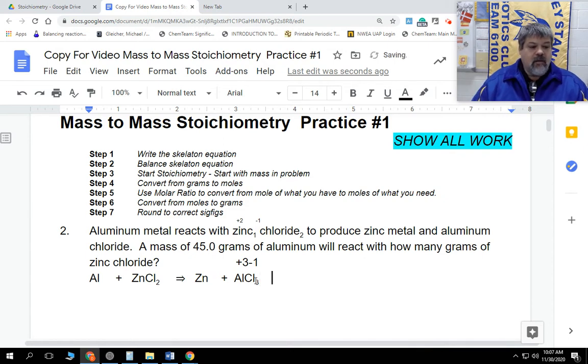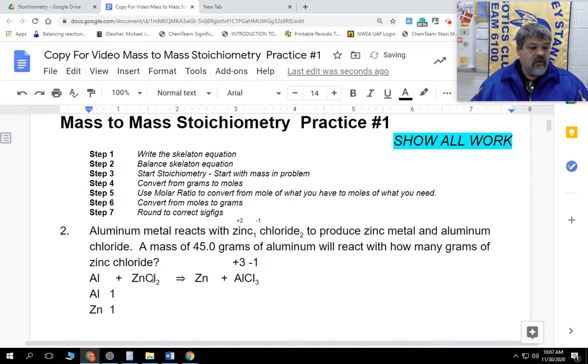So now there's our unbalanced chemical equation, our skeleton equation. I'm just going to leave that right there, just to help out. Okay, so let's go ahead and balance it. How are we going to balance it? We have aluminum on this side, and there's only 1 there. And then we have zinc, Zn, with no subscript right here. There's no subscript, so there's only 1 there.